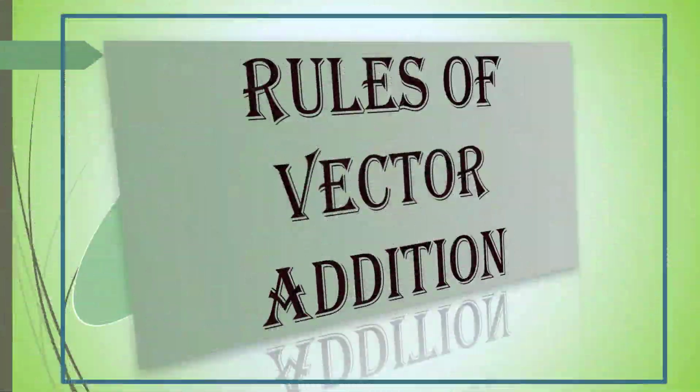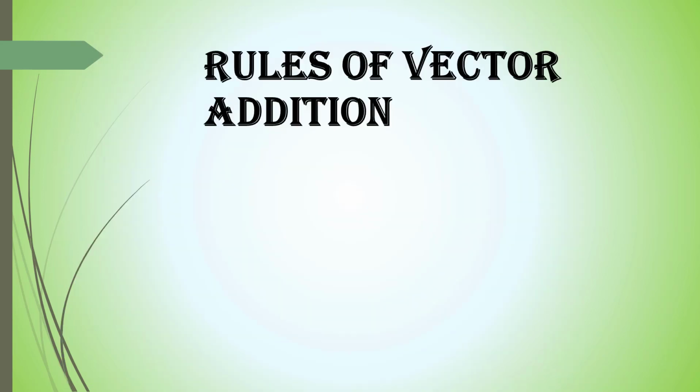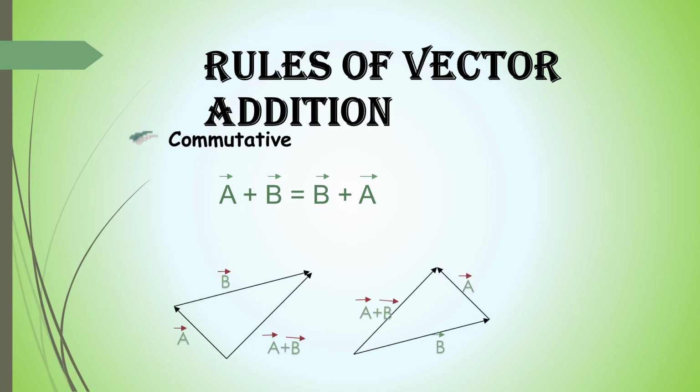So if we discuss the rules of vector addition, we have some rules. Vector addition is commutative, okay, meaning it doesn't matter whether we are adding a plus b or b plus a. It does not matter what the order of addition is, the result will remain the same.